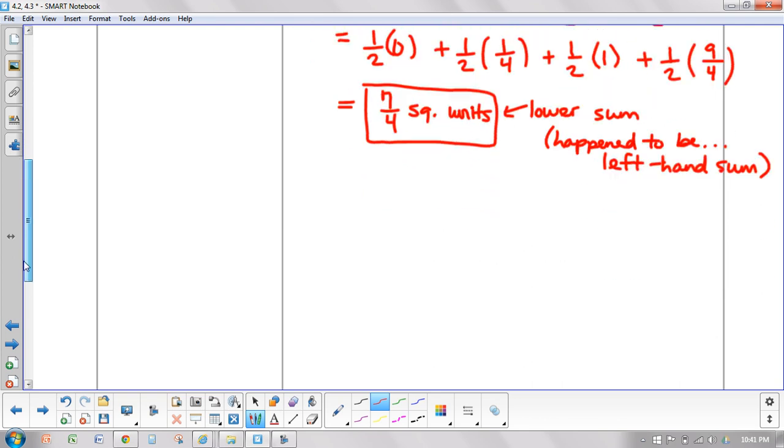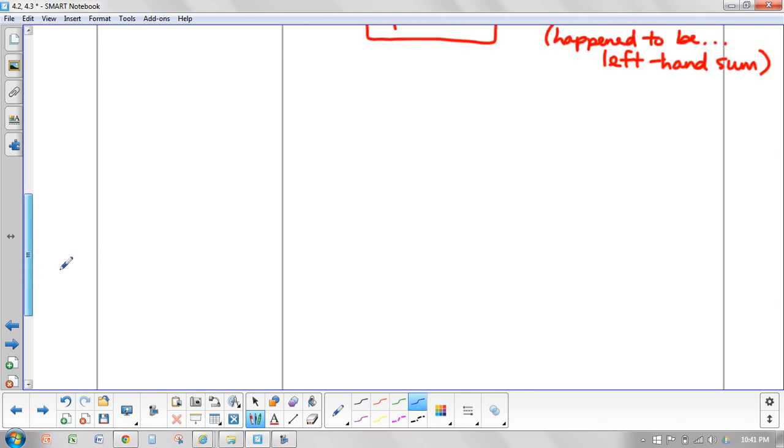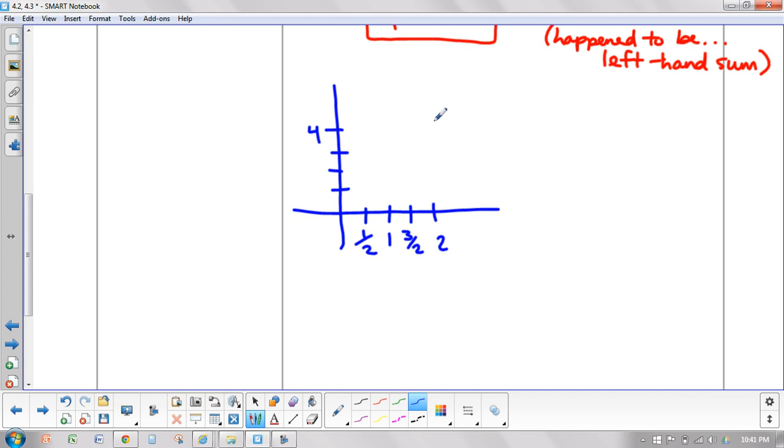Okay, we need to redraw the same thing and do an upper sum. So if you redraw your image, 4 dividers, 1/2, 1, 3/2, 2. Counting by ones here, so at 2, 4, at 1, 1, and 0, 0. That's terrible, connect the dots, sorry. It should be a parabola, but this tablet's kind of hard.